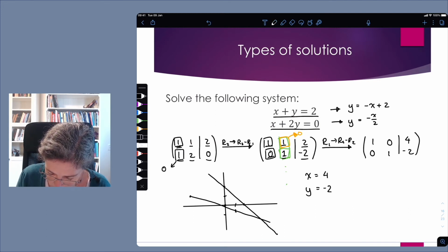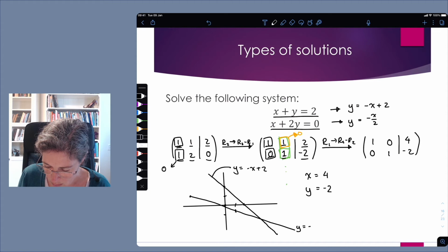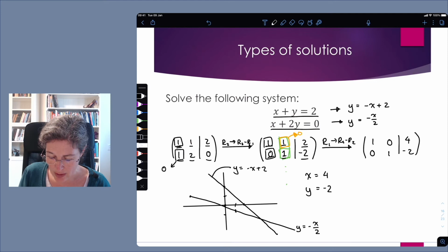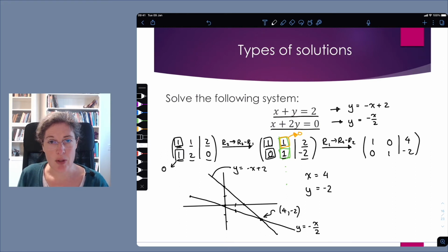So let's label this graph up here. We've got y is equal to minus x plus 2. And down here I've got the graph y is equal to minus x over 2. And if I'd drawn this perfectly correctly, the thing that you'd notice is that this point over here, where they cross, is the point (4, -2). Because remember, when we're solving two equations like this, we're saying these two graphs, for what values of x and y are these two graphs the same? So we're finding the point of intersection.